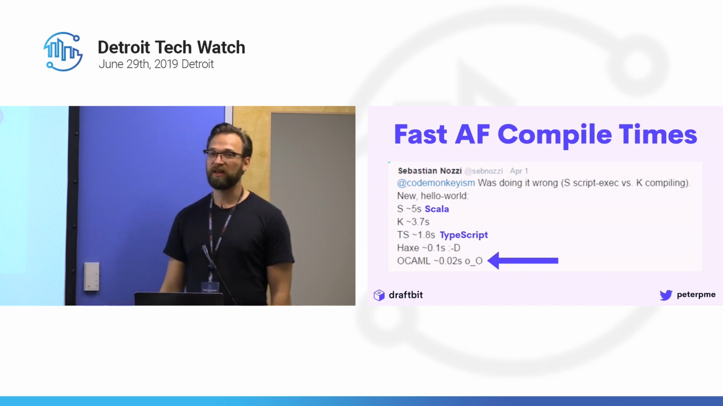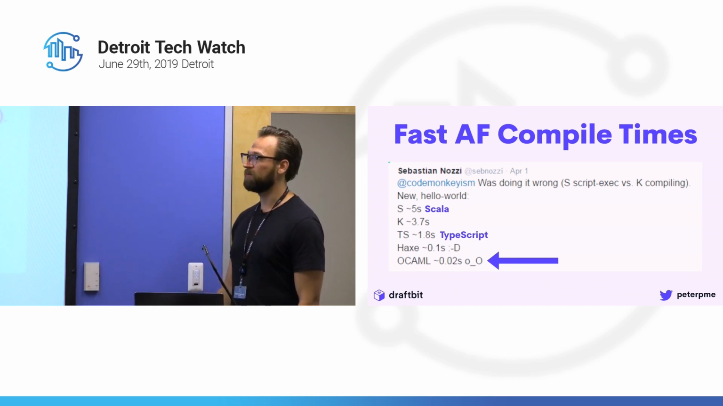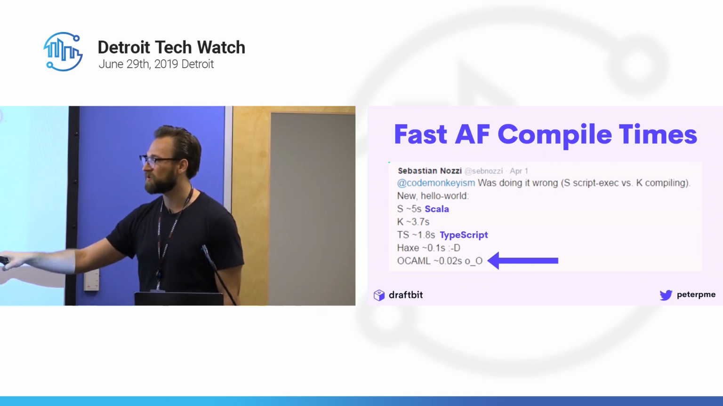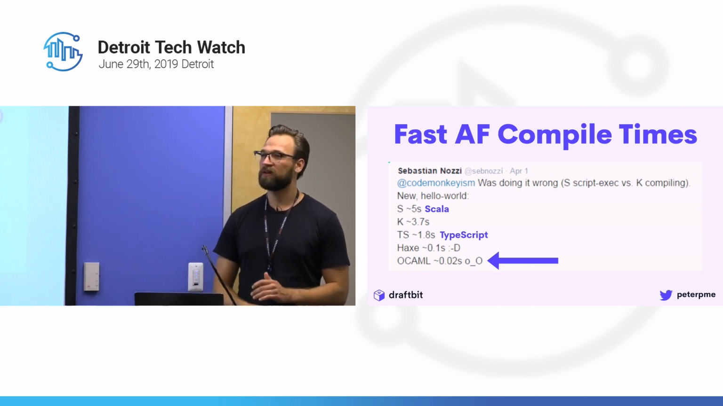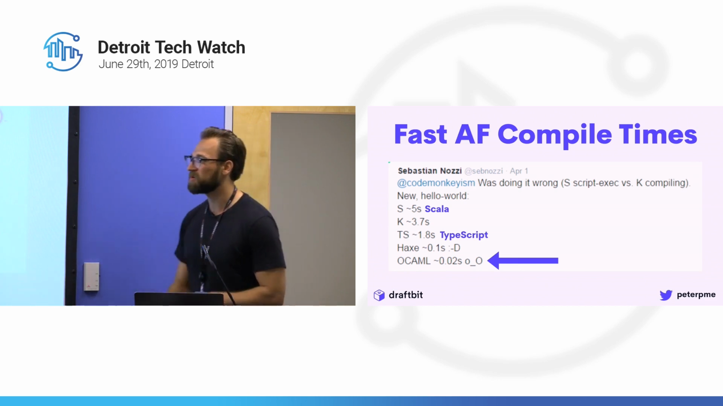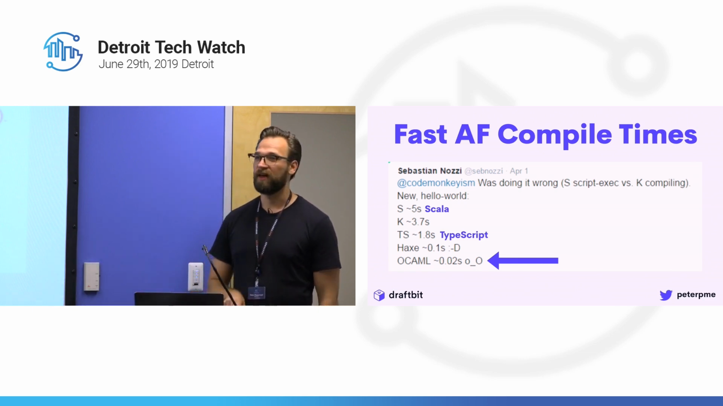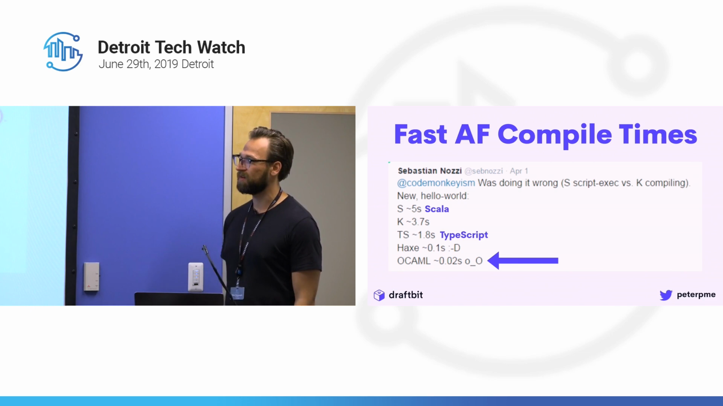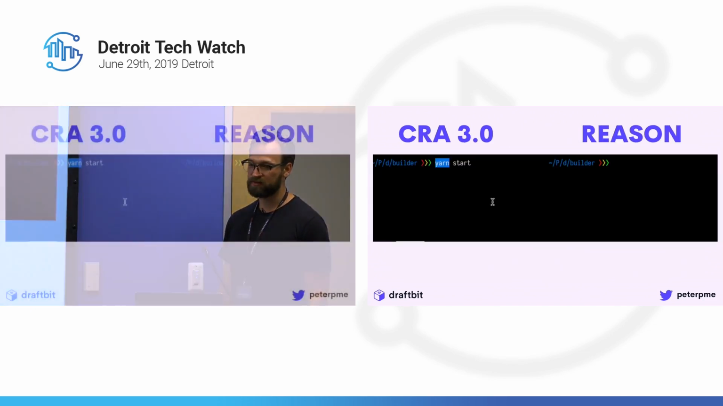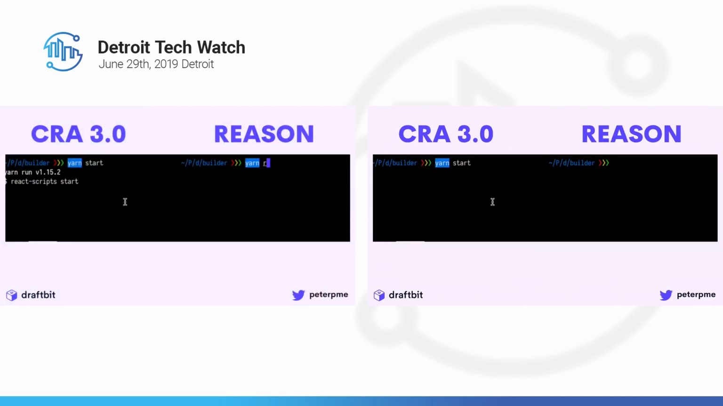So in terms of compile times, check this out. You've got Scala, Kotlin, TypeScript, OCaml. Somebody wrote an app, or a bunch of people wrote the same app in a bunch of different languages and just compared. And OCaml's compiler crushed everything, right? And in a real-world setting, this is what we start off with.